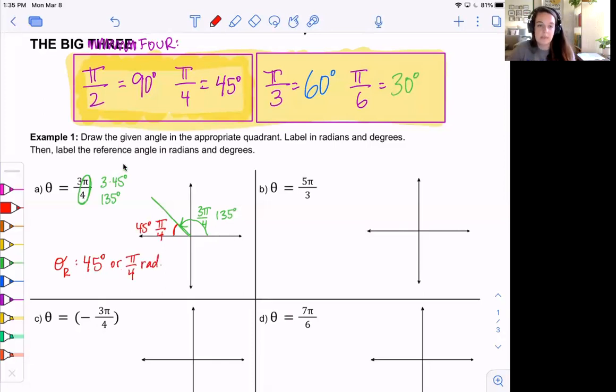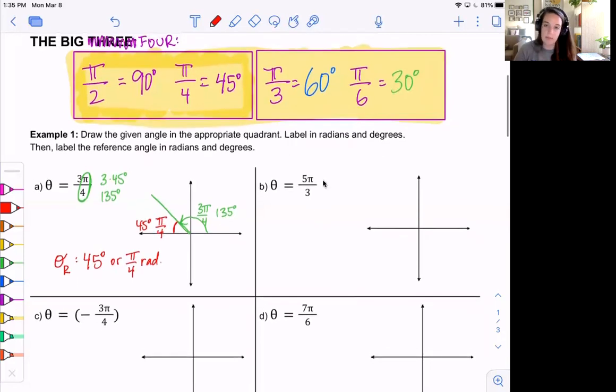All right, let's double check. Did we draw the given angle? Yes, we did. Did we label it in radians and degrees? Yes, we did. Did we label the reference angle in radians and in degrees? We did. So we have done all the steps for this problem. Okay. So here I'm going to do a few more examples.